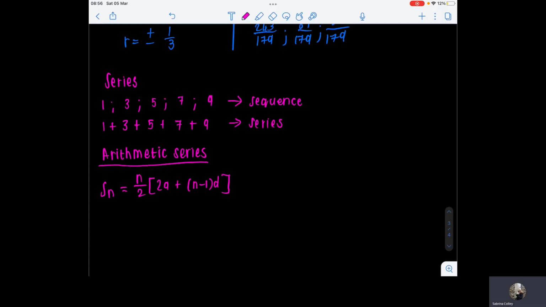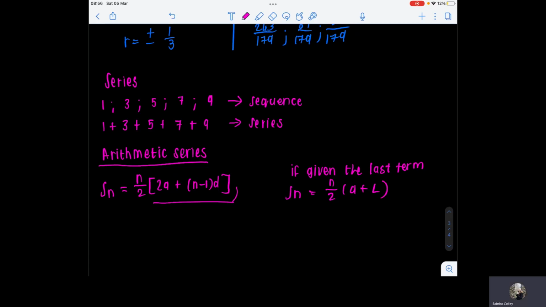Another formula that you can use, if given the last term, is to find the sum of the series by saying n over 2 times (a plus l), where l is your last term. Okay, so be very careful. If they give you the last term, there's no reason to put it into all this because you don't know the term number. You can just use your last term.